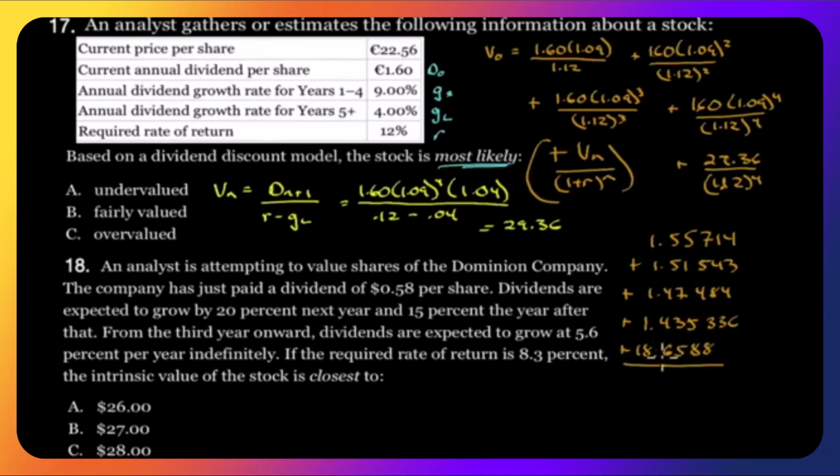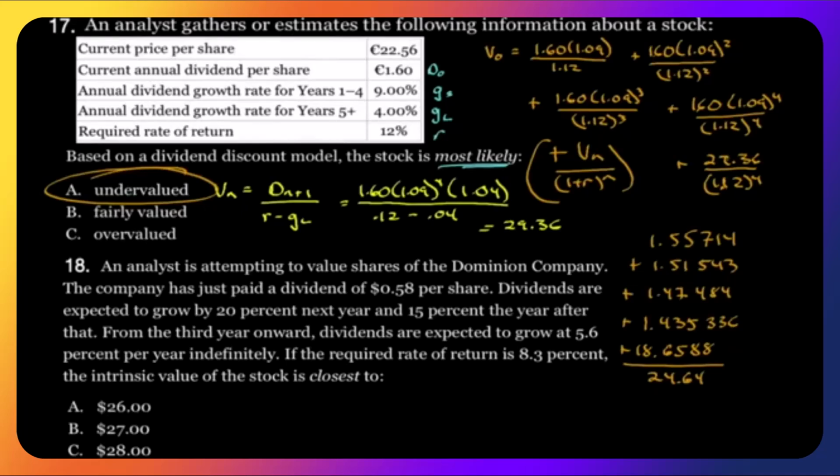Add them all together, we get 2464. The current stock is 2256. The market has it at 2256. We think it's worth 2464. This stock is undervalued. So that's a long, tedious process of calculation, I think, but it's to show you the process. So there we go.